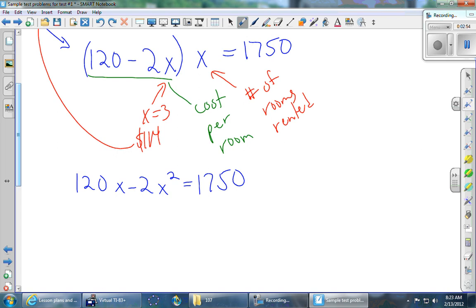And that's a quadratic, and normally we like quadratics equal to 0. I also like my leading coefficient to be a positive number. So I'm going to bring everybody to the right-hand side and make a 0 on the left. So it used to be negative 2x squared, so add 2x squared to both sides. It was 120x, subtract 120x from both sides. It was 1750. It has stayed there. It's still positive 1750.